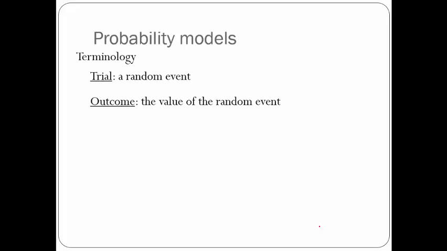We have trial, which is an event, outcome. You're usually told, hey, what's the probability of this, or what's the probability of that happening? That's an outcome. And then sample space is the set of all possible outcomes. So sometimes it makes sense to actually write out the whole sample space.